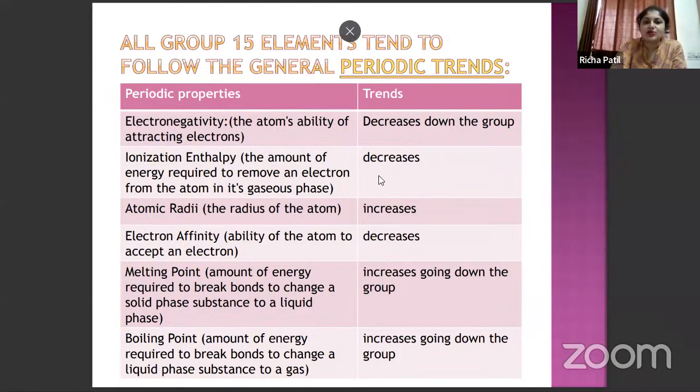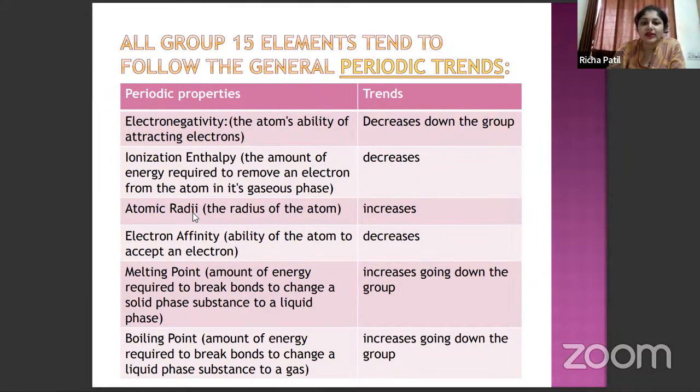As you go down the group, what will happen to atomic size? It goes on increasing, right? Therefore, the amount of energy required to remove the last electron goes on becoming less as you go down the group. There will be a shielding effect, or screening effect, so the outermost electron will be far away. You can easily remove the outermost electron, and because of this reason, it goes on decreasing.